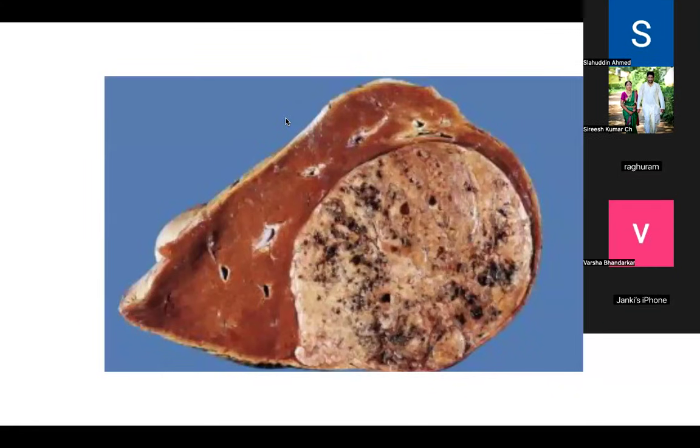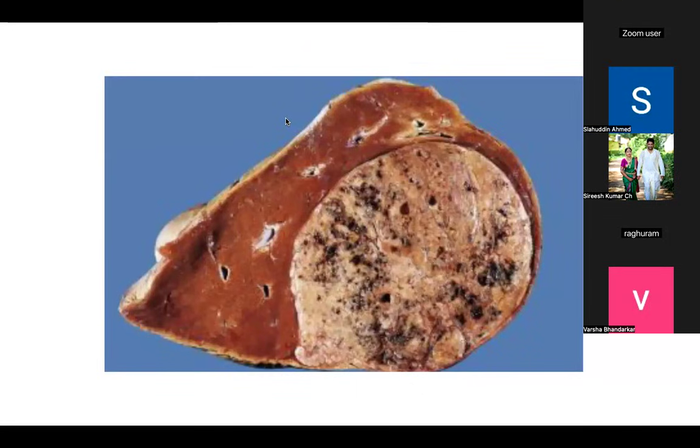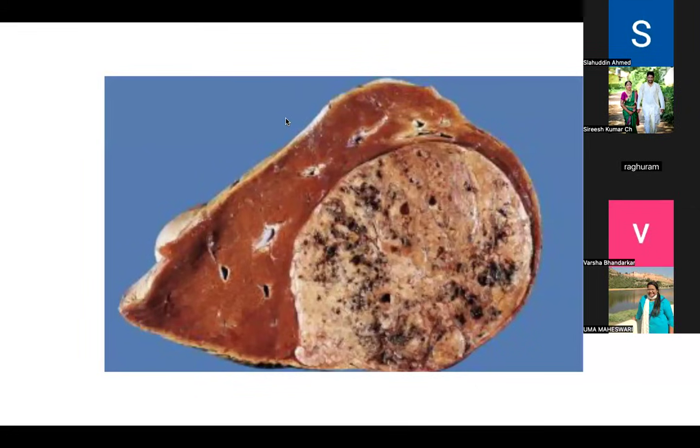What can you describe what you see here? So this is a gross section of a tumor in the liver, which is showing areas of necrosis, which have a yellowish hue. Okay, so what could it probably be? Assume this is a 50-year-old patient. Possibly hepatocellular carcinoma. Yeah, so most commonly it's looking like a hepatocellular carcinoma.